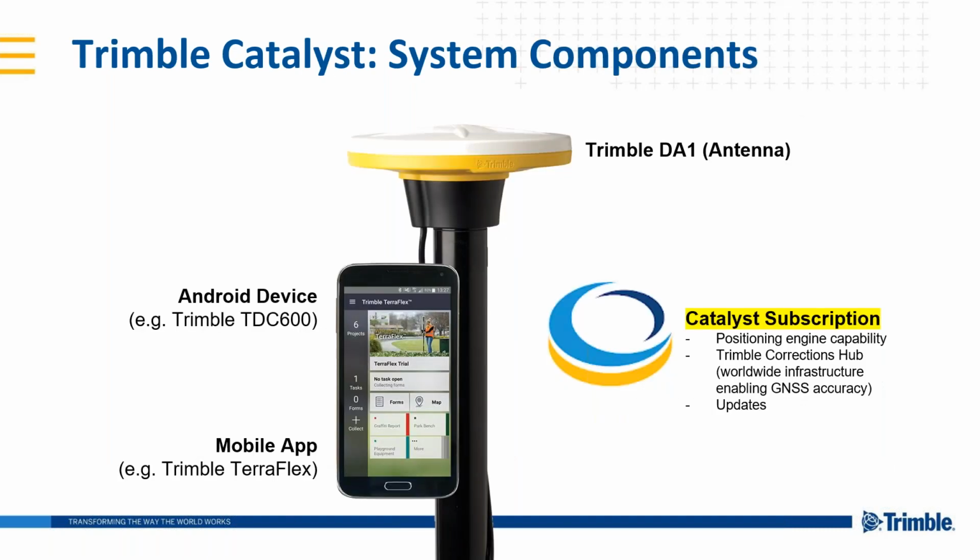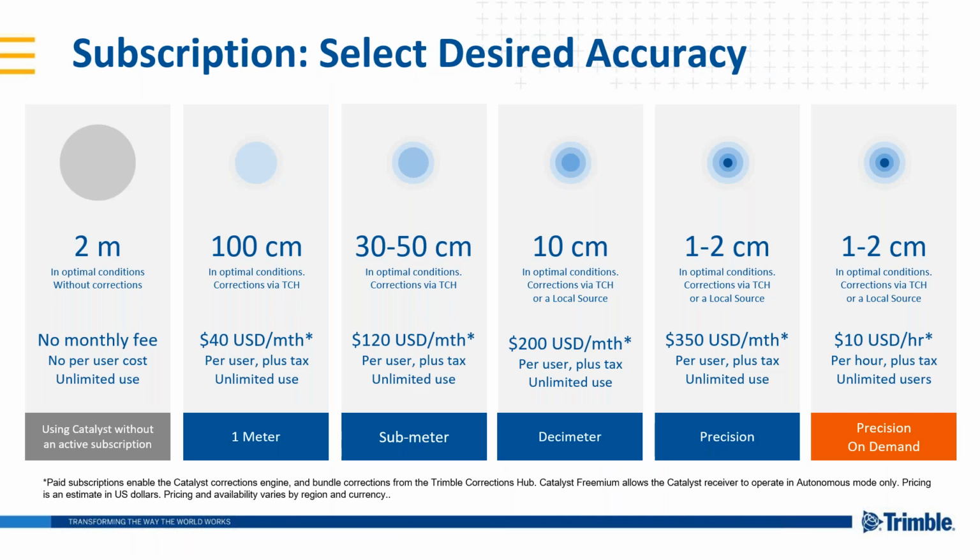And speaking of accuracy, now we'll talk about the various subscriptions that are available for the technology. But the subscription component is really about selecting the desired level of accuracy. There are 4 different monthly subscription options, and there's a freemium option, and then there's also an on-demand option. So we'll run through them quickly, starting on the left and going to the right.